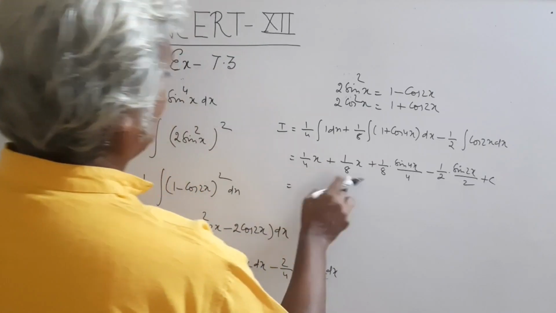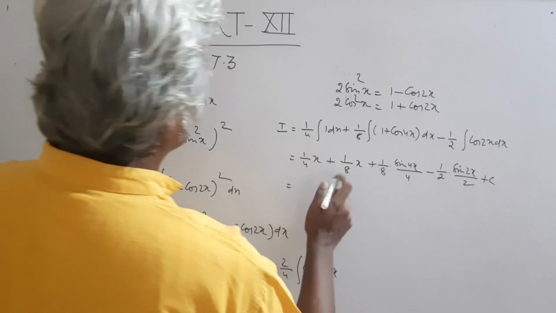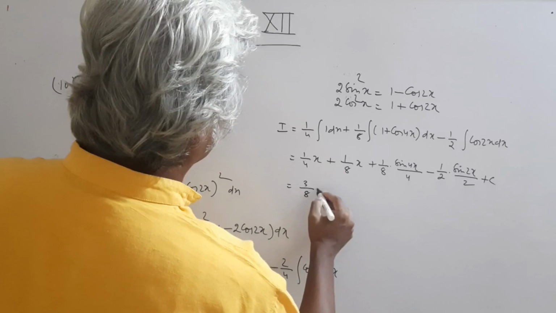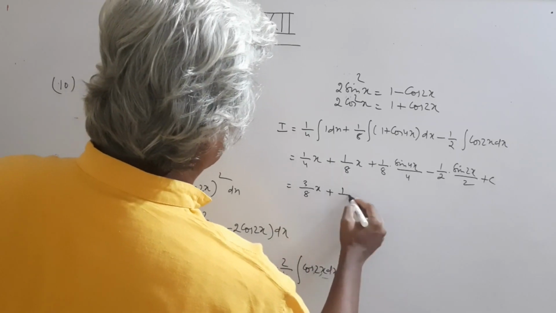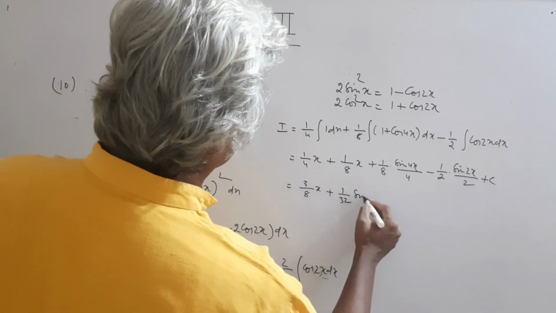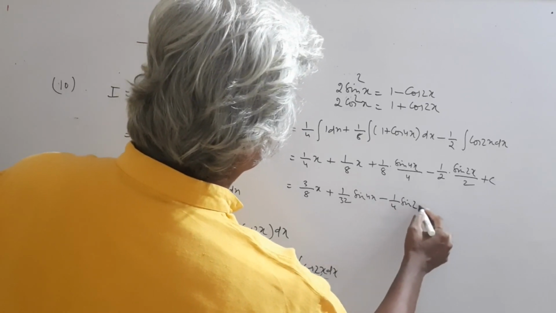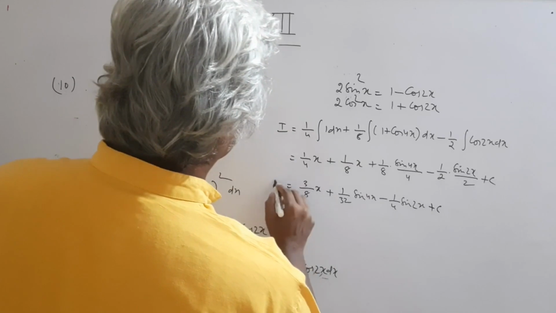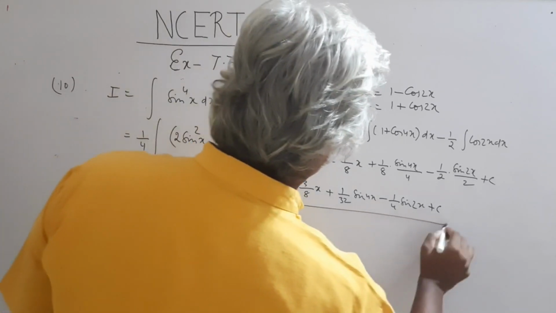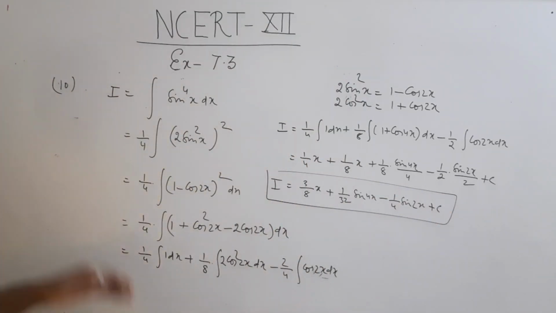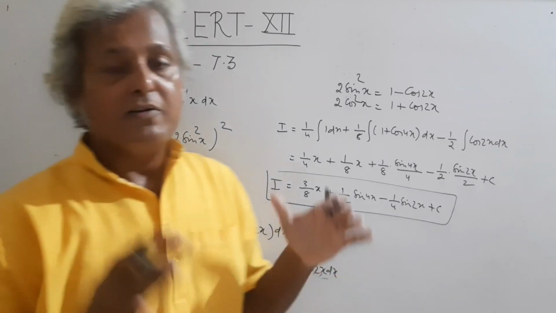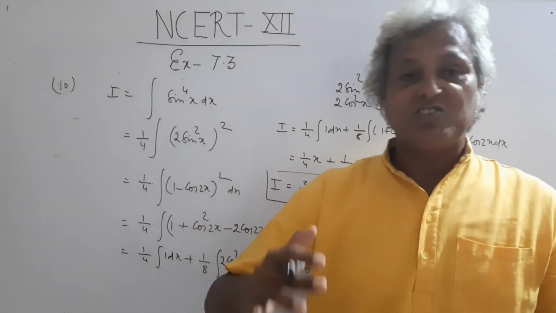Now 1 by 4 plus 1 by 8, this is 3 by 8, so 3 by 8 x plus 1 over 32 sine 4x minus 1 by 4 sine 2x plus c, and this is your final answer. So now the 10 questions we have solved, very properly explained and in much detail.